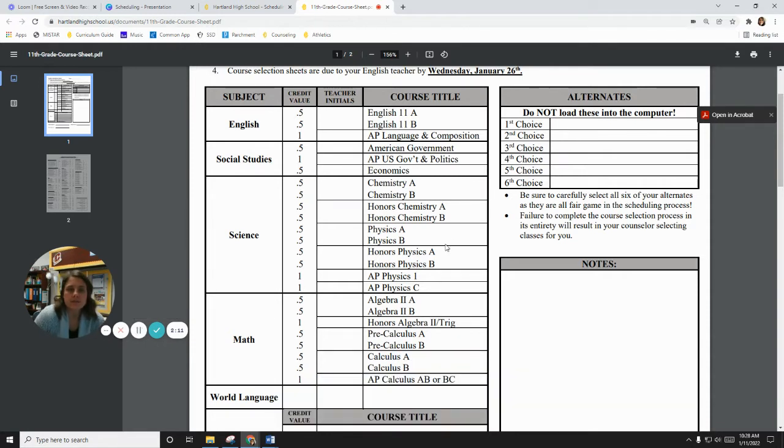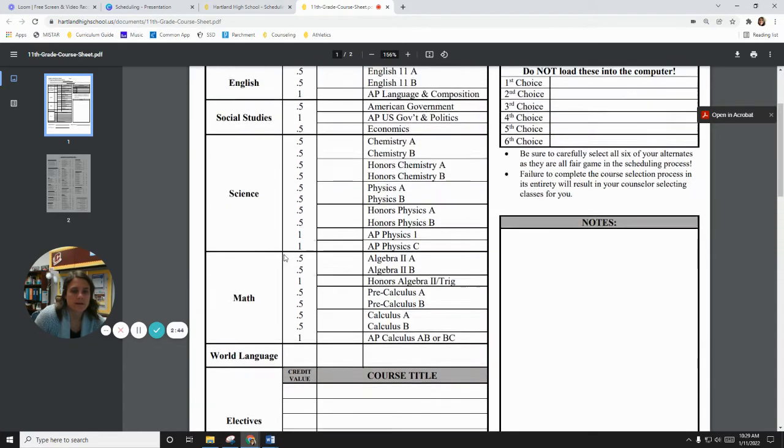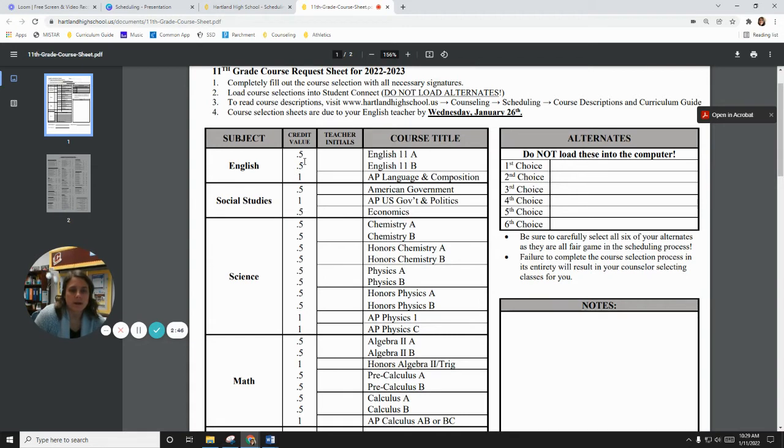The first decision that you have to make is for English. As a reminder, for graduation purposes, you need 4 years of English. And so next year you'll choose between either English 11A and B or AP Language and Composition. Regardless of which one you choose, that'll be 1 credit of English for 11th grade. And so you will work with your current English 10 teacher for placement into one of these 2 classes. That teacher will sign off in the box next to the one that you agree on. And then I encourage you to circle the credit value here. That will just help you with the math down at the bottom as you go along. So again, it'll be 1 credit, whether it's English 11A and B or AP Language and Composition.